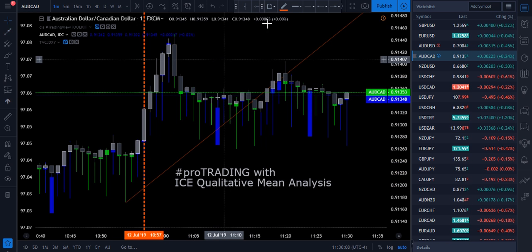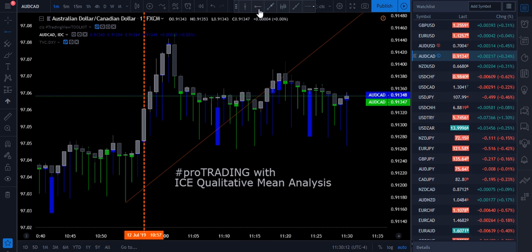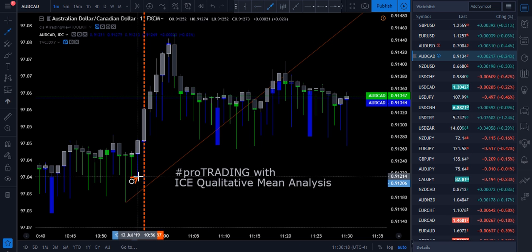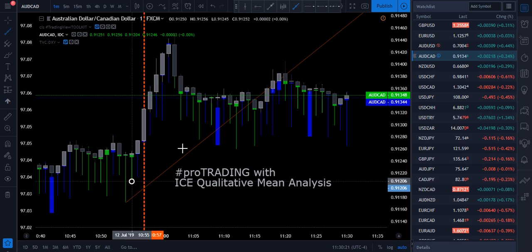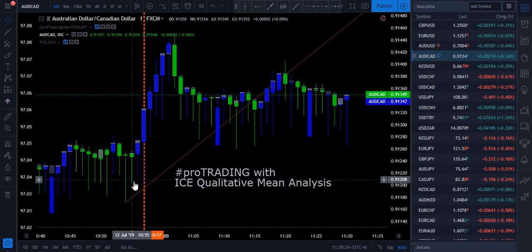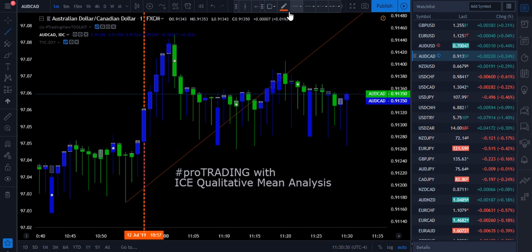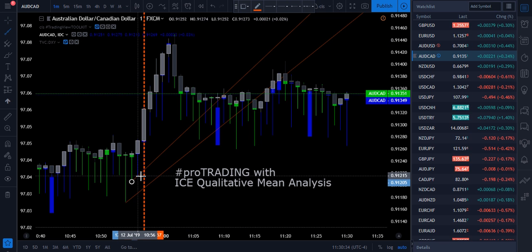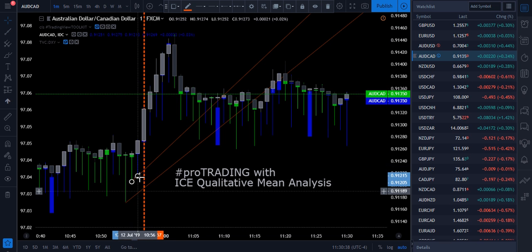Give me just a second. All right, so we have two consecutive higher lows. If I can get my drawing tools to do what I need them to do, I keep selecting the wrong one. So here we have two higher lows. All right, that's a buy signal. As soon as we have two higher lows, that's a buy signal.